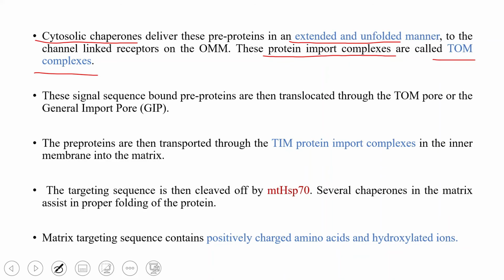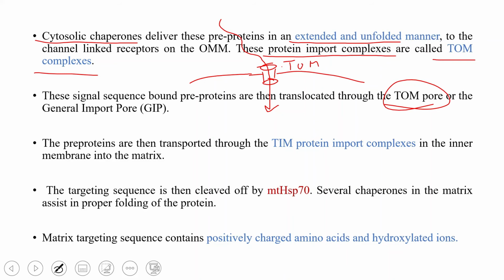Now these signal sequence bound pre-proteins enter the outer mitochondrial membrane through the TOM pore. They translocate through the outer mitochondrial membrane through the TOM complex. So this is the outer mitochondrial membrane, and you have certain protein import complexes. So the proteins coming from the cytosol enter these TOM complexes and they reach the intermembrane space. These are the TOM complexes.